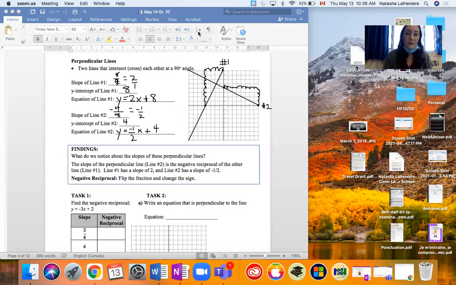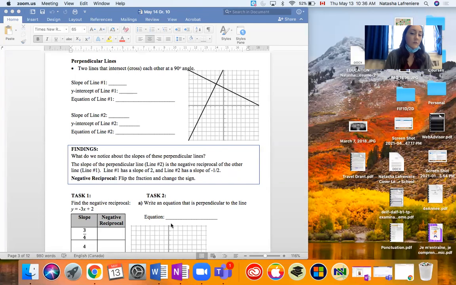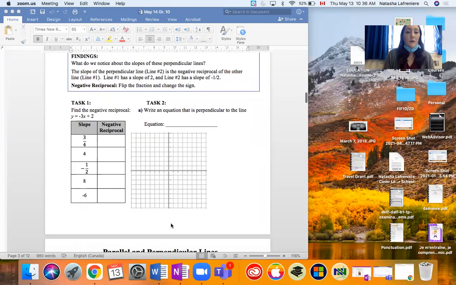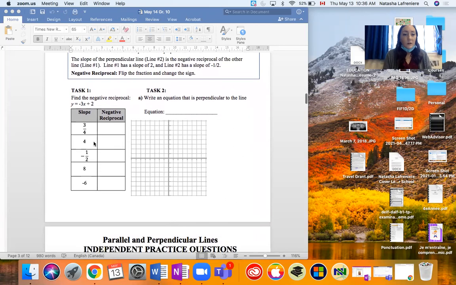Okay, so I'm going to clear this. We're going to look at the next question. Okay, so the first one, find the negative reciprocal for negative 3x plus 2. So I need the drawing. So the negative reciprocal for negative 3, sorry, is going to be positive 1 over 3. So because it's already negative, it turns into a positive. So you're just switching the sign over and you're flipping that fraction.